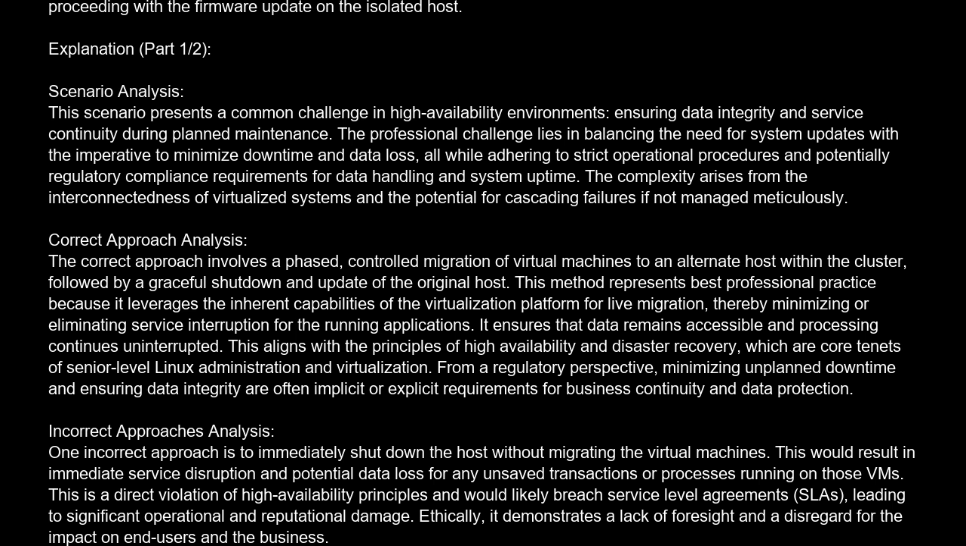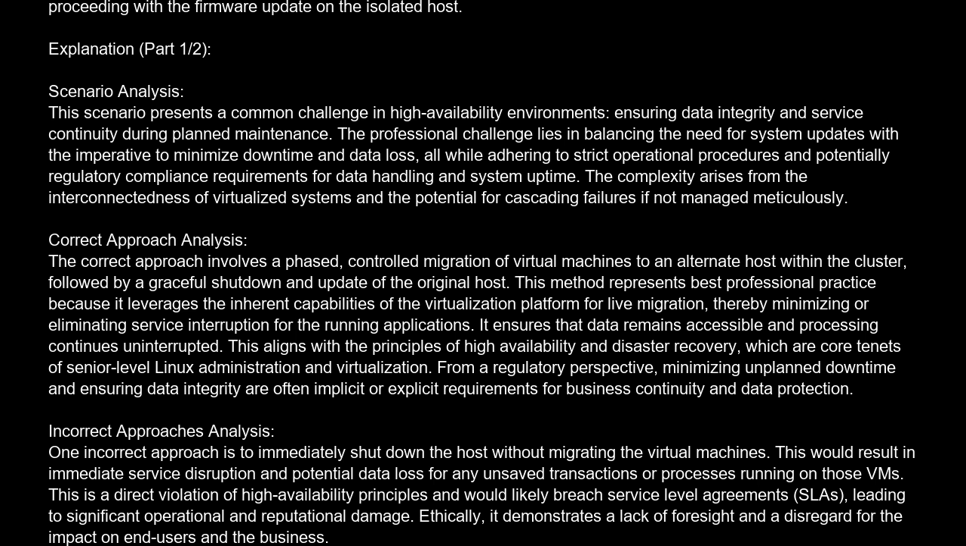Explanation: Scenario analysis. This scenario presents a common challenge in high-availability environments, ensuring data integrity and service continuity during planned maintenance. The professional challenge lies in balancing the need for system updates with the imperative to minimize downtime and data loss, all while adhering to strict operational procedures and potentially regulatory compliance requirements for data handling and system uptime. The complexity arises from the interconnectedness of virtualized systems and the potential for cascading failures if not managed meticulously.